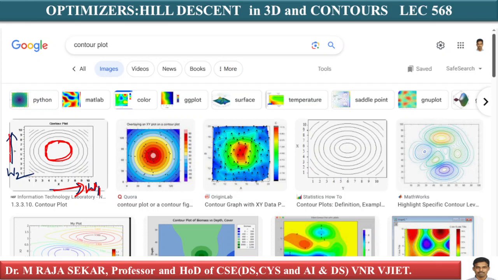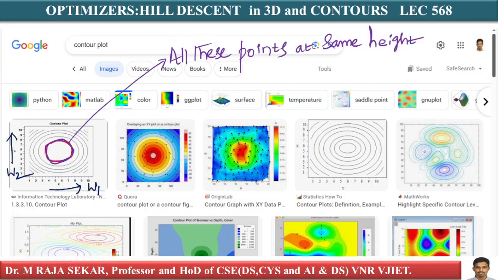This is my W2, isn't it? These are W1 and W2. All these points are at the same height. Just see, all these points are at the same height. That's what I'm saying. All these points are of the same height. This is another way of visualizing 3D data on a 2D surface.